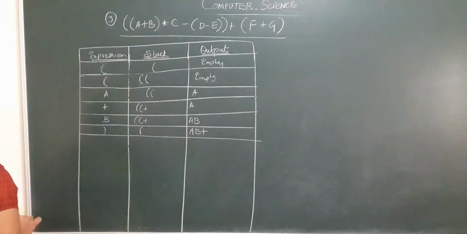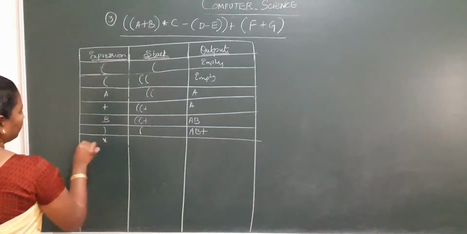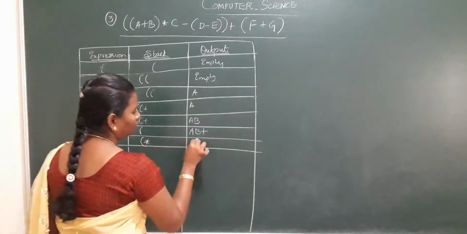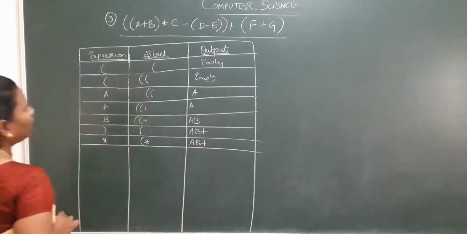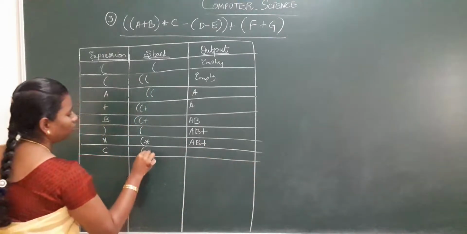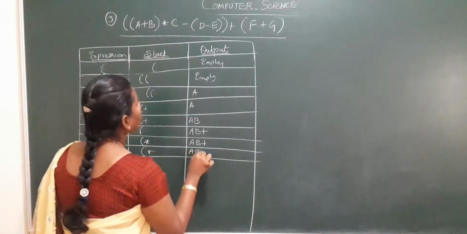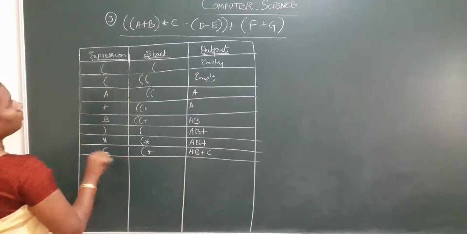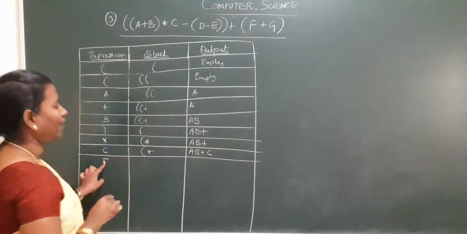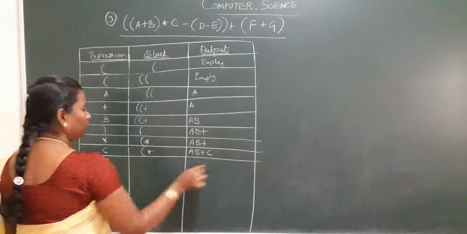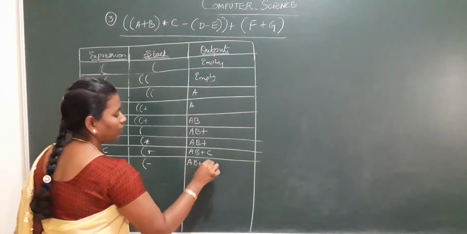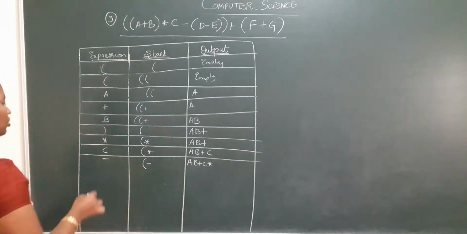Okay, AB plus. Next I have asterisk. So asterisk will go to stack. This will be AB plus. Next I have C. C will go to your output. Next I have minus. See, when I have a least priority operator coming and already I have a highest priority operator in the stack, this will be popped out. So I have A, B plus C asterisk. So here minus will go to your stack.